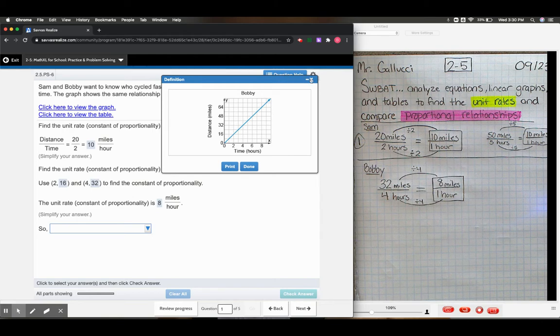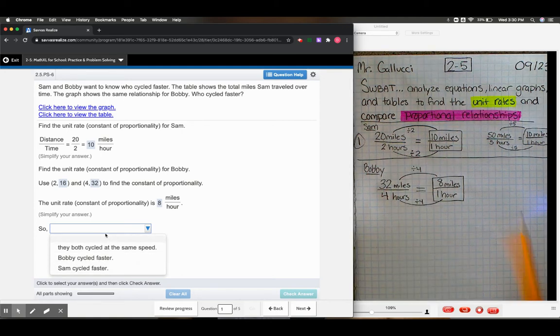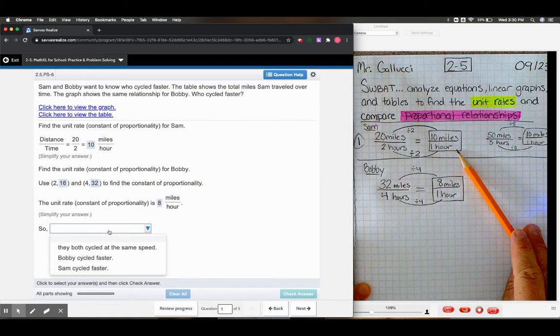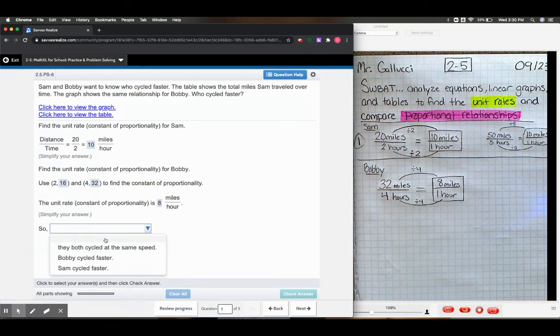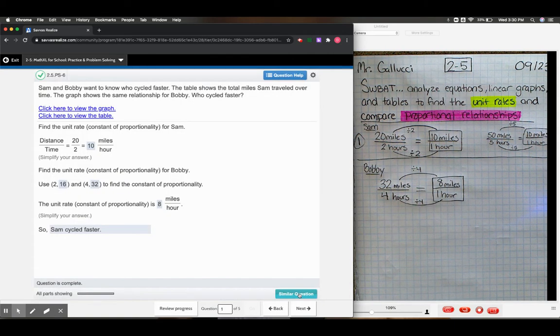All right. So big part of today, finding the unit rate. We just did it for a table for Sam, a graph for Bobby. And now we just got to do the easy part. We got to compare those rates, compare those unit rates. So let's see. Did they both cycle at the same speed? Did Bobby cycle faster or did Sam cycle faster? So I'm looking. We got Sam up top, 10 miles per hour. Bobby, 8 miles per hour. Pretty obvious, 10 is greater than 8, so Sam cycled faster. Let's check it out. We got it.